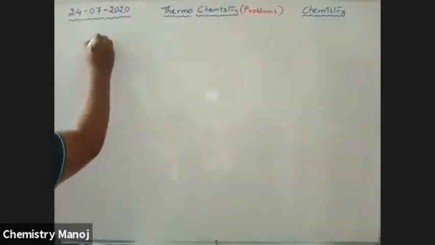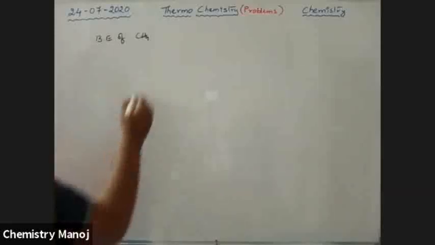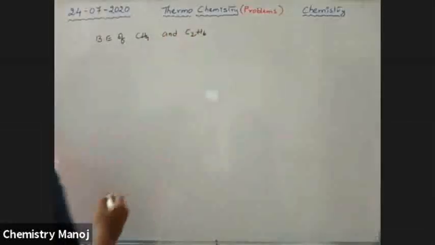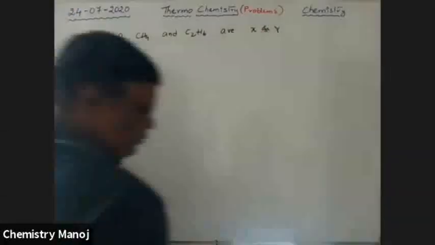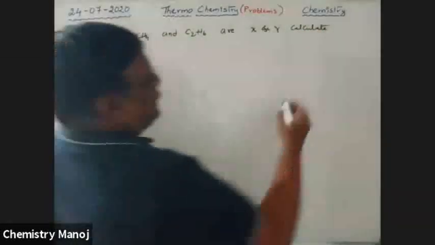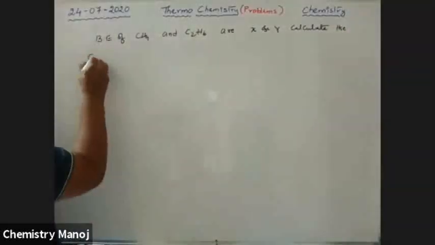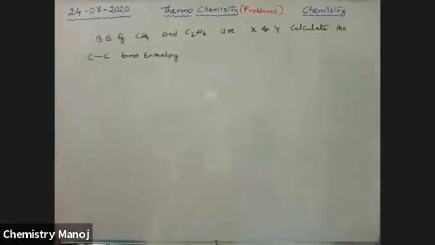Next one. Bond energy of methane and ethane are X and Y. Calculate the C single bond C bond enthalpy. The methane bond enthalpy is given to you, and the ethane bond enthalpy is also given to you. So methane's bond enthalpy is X and ethane's is Y. Calculate the CC bond enthalpy.